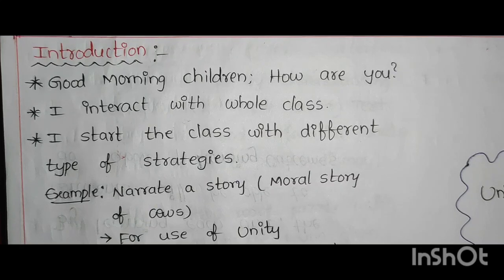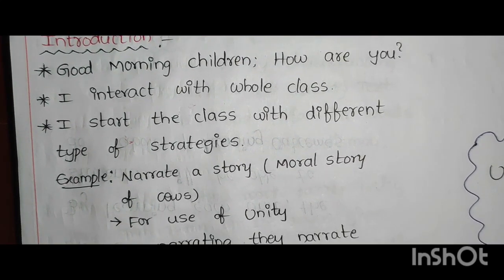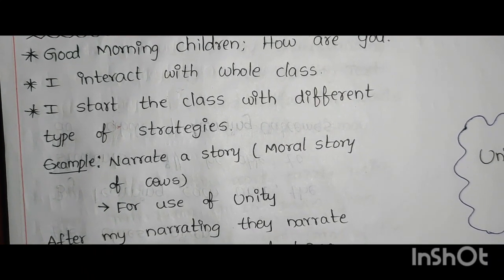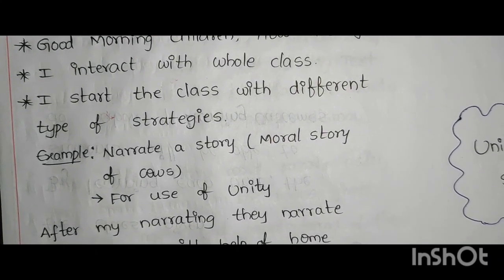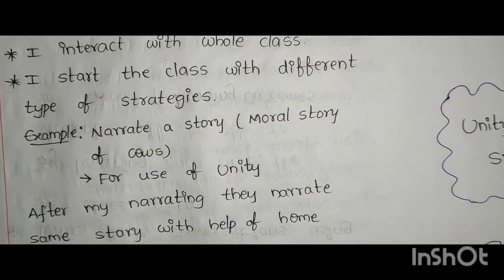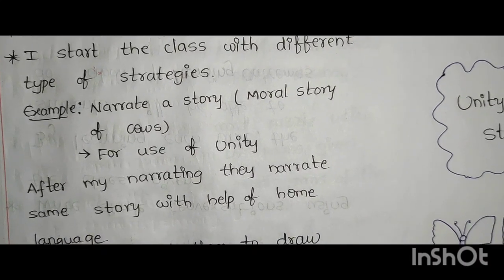Introduction. Good morning children, how are you? I interact with the whole class. I start the class with different types of strategies. For example, I narrate a story, a moral story of cows, for the use of unity. After my narrating, they narrate some story with the help of home language. Unity is strength.